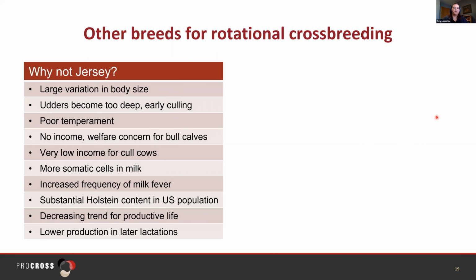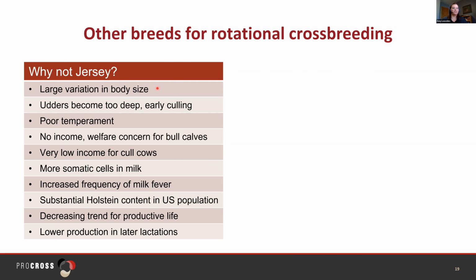I want to talk last about the 2 other breed clusters I mentioned early on that could be considered for rotational crossbreeding. Let's first talk about Jersey. So why is Jersey not a part of ProCROSS? Jersey does have some advantages. They're known as a strong calving ease breed. They have high fat percentages. And Jersey is often looked at because they do reduce body size. They're the smallest body size breed available with significant breed progress.